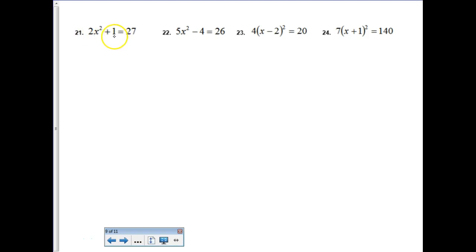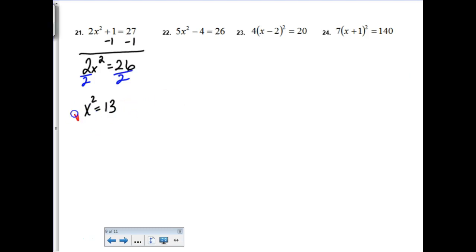Alright, number 21. Isolate, isolate, isolate. Let's subtract 1 first. So you have 2x squared equals 26, and we're not quite isolated yet. I want you to divide both sides by 2. Alright, so you have x squared equals 13. Now you can square root both sides.